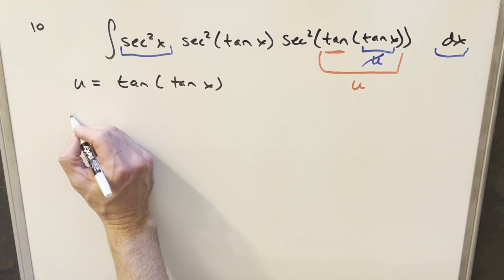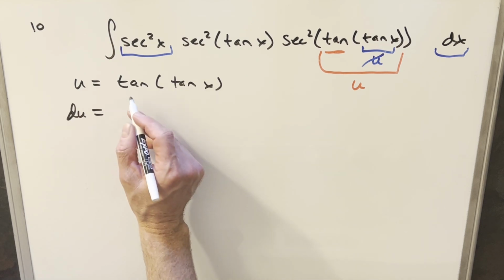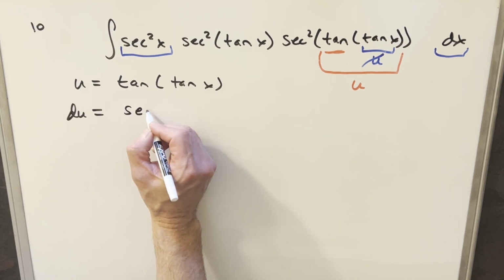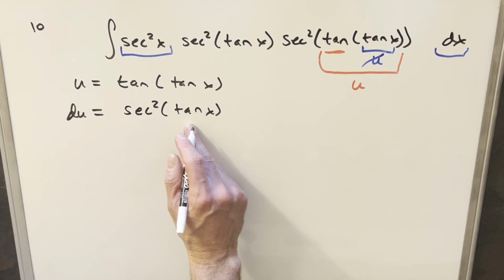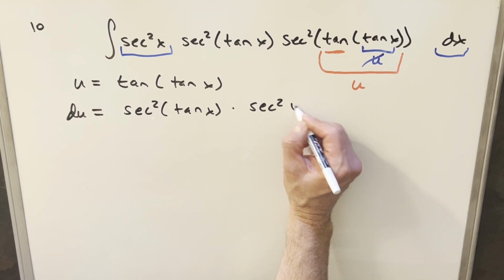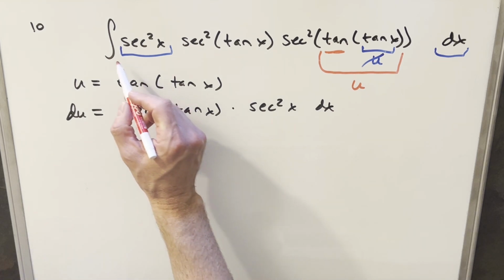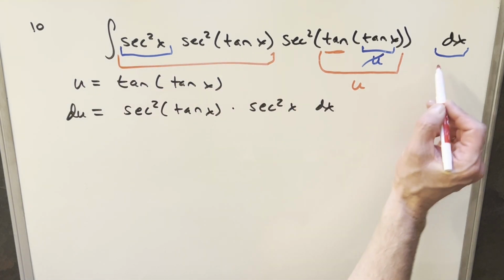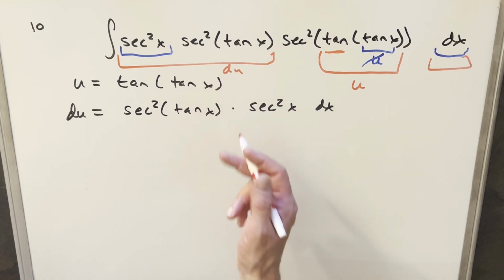And then we just need to take a derivative of this thing. So du, the derivative of this, you just have to be a little careful. The derivative is going to be secant squared here, tan x. But we're going to need the chain rule. And so we take the derivative of tangent, and then we multiply this by secant squared x dx. But this works out pretty nice because we actually have everything here plus the dx. This is actually the same thing as our du right here, just in a different order.